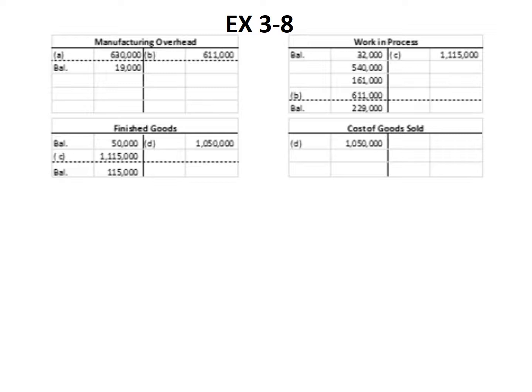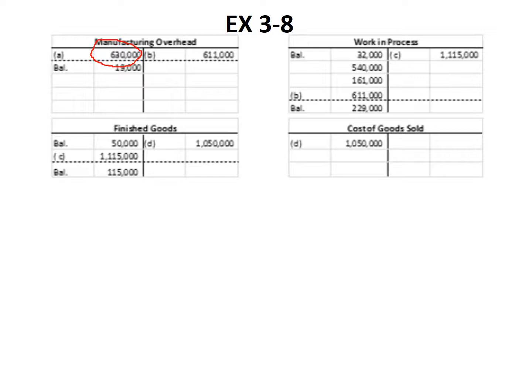Okay, again, we have our 4 major accounts and we need to do an analysis transaction by transaction. So let's take a look at our first item, which would be transaction A. We have a debit to manufacturing overhead in the amount of $630,000, and we have a credit somewhere. We don't see it. It's actually going to be to accounts payable or cash because it represents the amounts that would have been spent for manufacturing overhead.